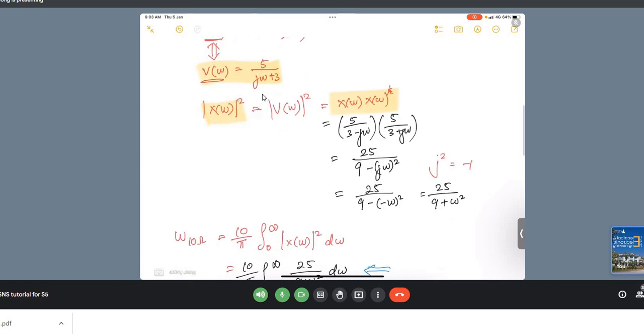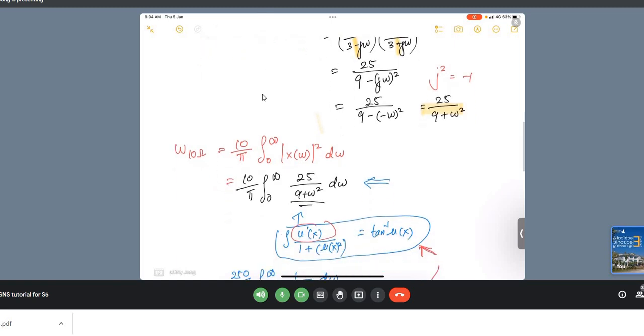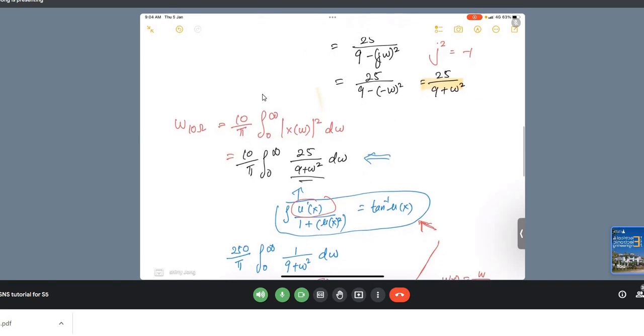So X(omega) and X(omega) conjugate. Conjugate means the sign inside, one is positive, one is negative. That's it. So you obtain from X(omega) and X(omega) conjugate 25 divided by 9 plus omega square.